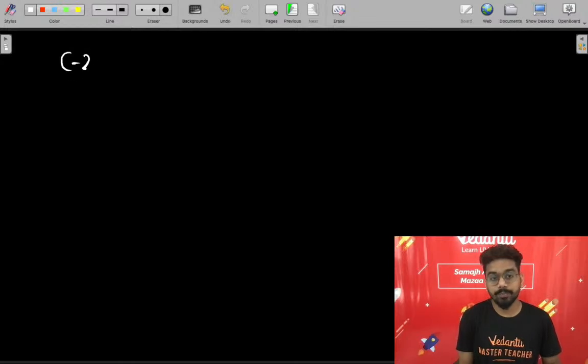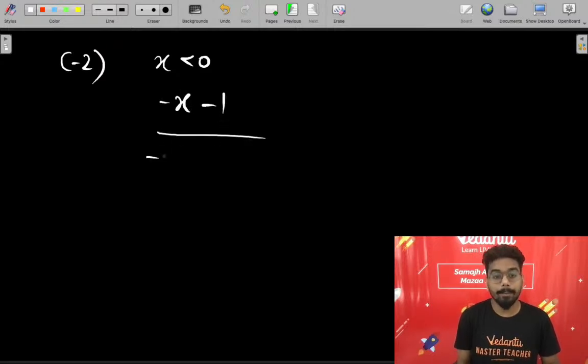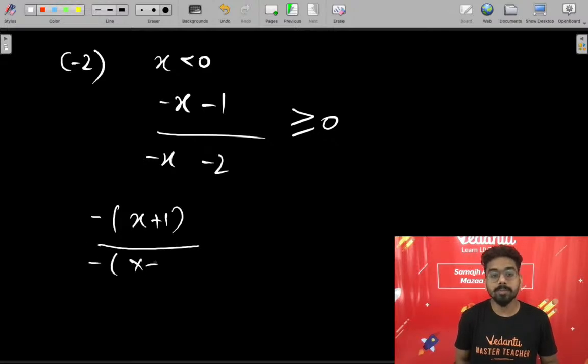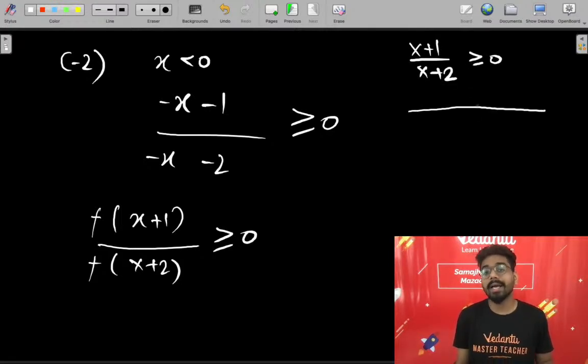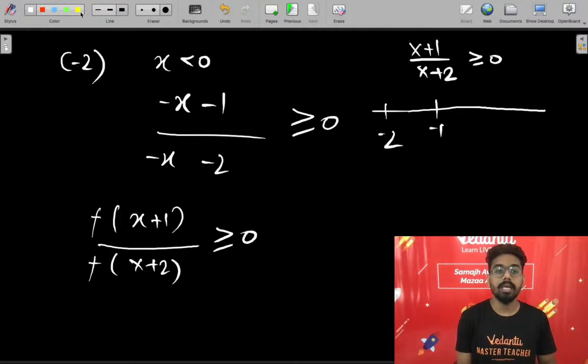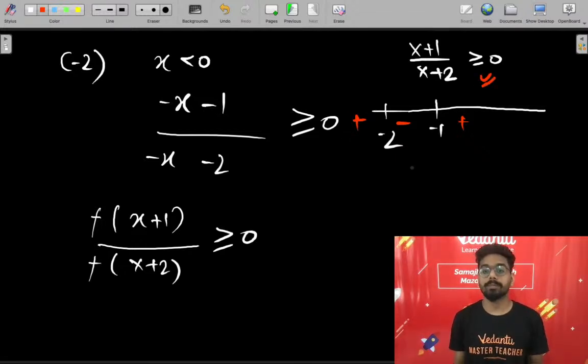Now case number 2, if x is less than 0. So you will write down -x-1 upon -x-2 greater than equal to 0. Take minus common from here, you will have -(x+1) upon -(x+2) greater than equal to 0. Okay, minus minus sign cancelled, and ultimately you will be having x+1 upon x+2 greater than equals to 0. Draw the number line, draw the critical points -1 and -2. And now you will go with the same plus minus plus. What we are looking for? This one. Okay, but x has to be less than 0.